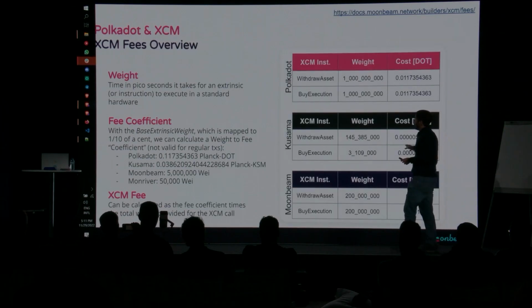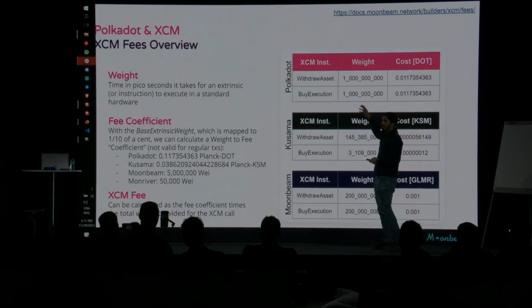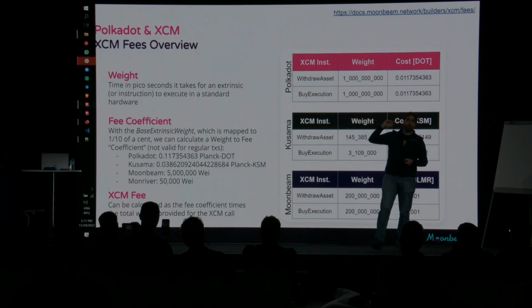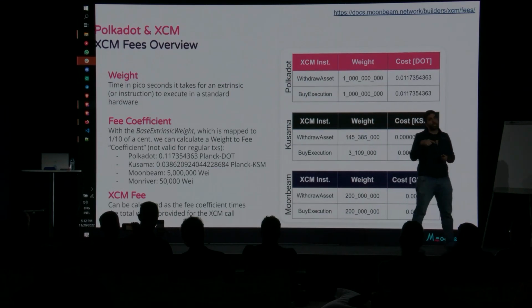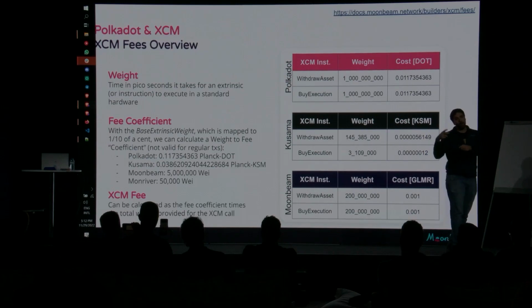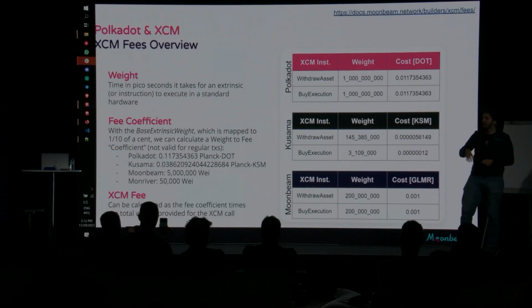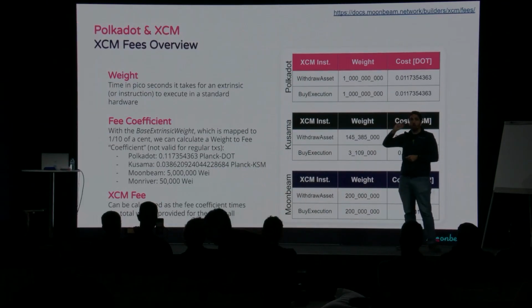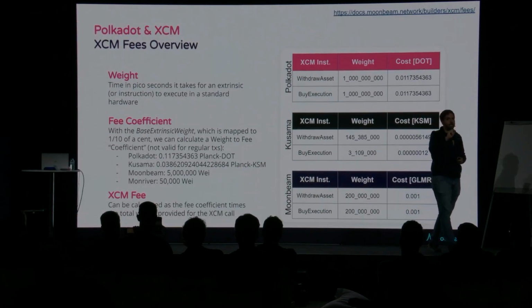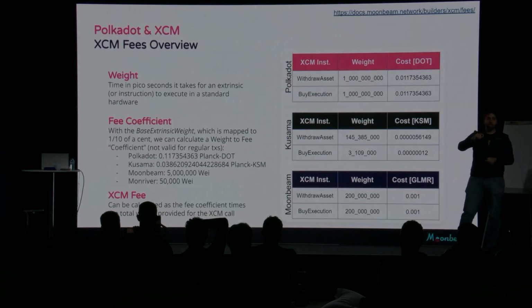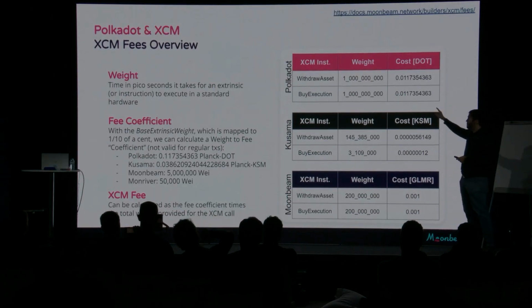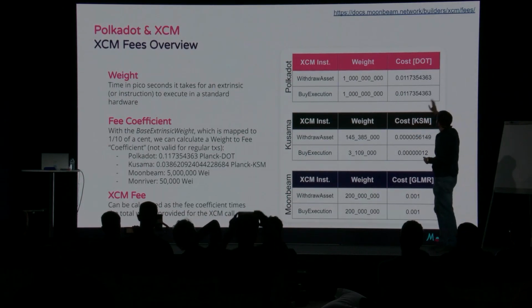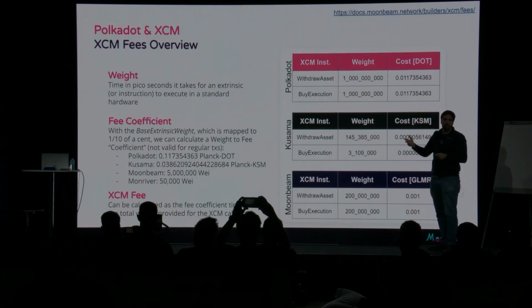So what I did here is that I brought some typical instructions, right? And for example, withdraw asset is used to send DOT back from Moonbeam to Polkadot. And you can see that in Polkadot, they charge 1 billion weight units only for that instruction, right? Withdraw asset takes 1 billion picoseconds to execute. And if you multiply it by the constant that I just mentioned, this is the amount of DOT that represents.